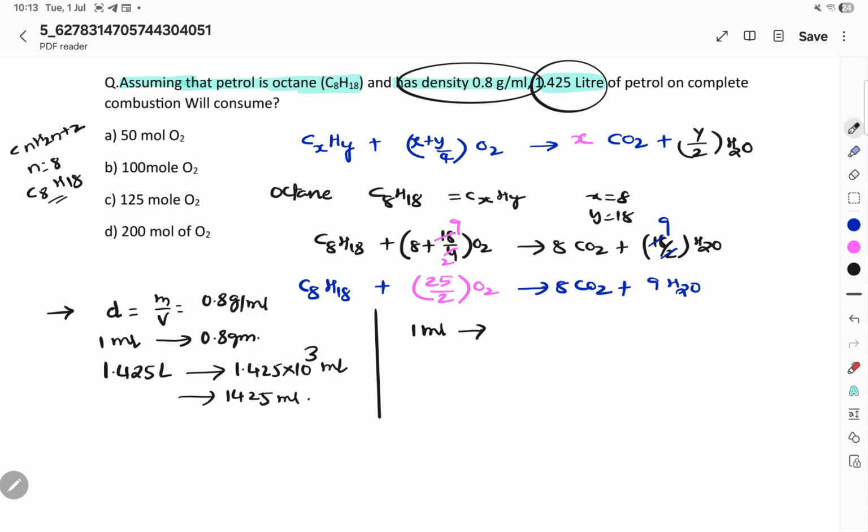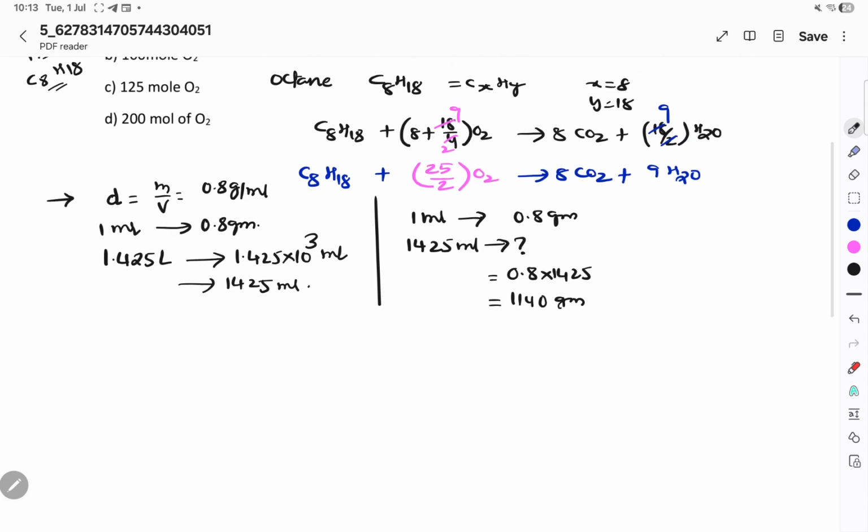1 ml is equal to 0.8 grams of octane. Then 1425 ml contains how much? That is equal to 0.8 into 1425. That is equal to what? If you multiply these two, you will get approximately 1140. Okay? Right. Now, 1140 grams present. This is the thing.